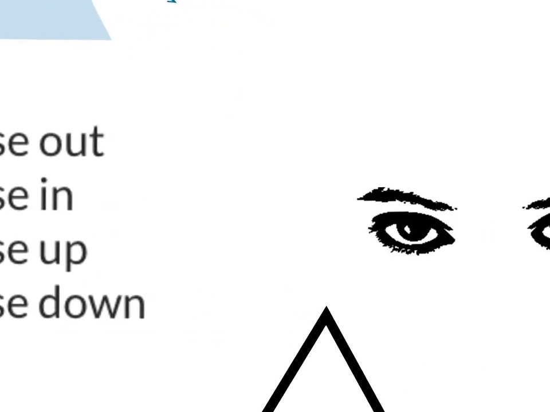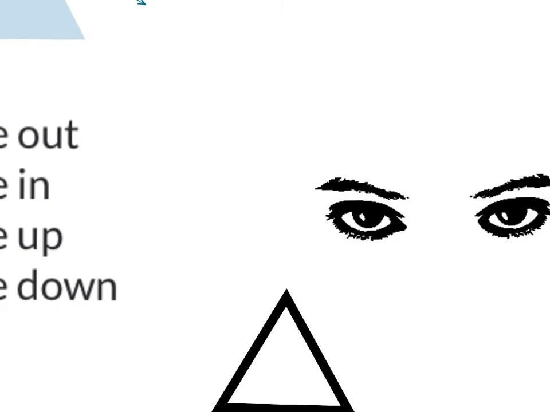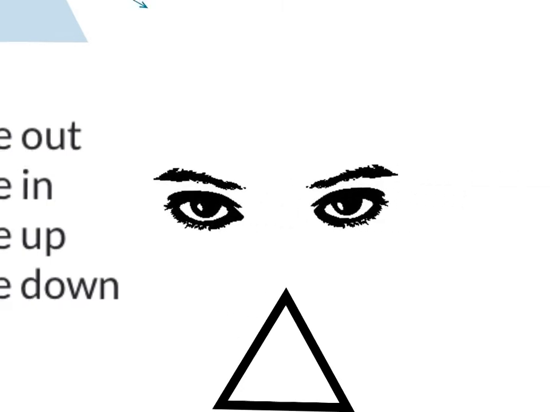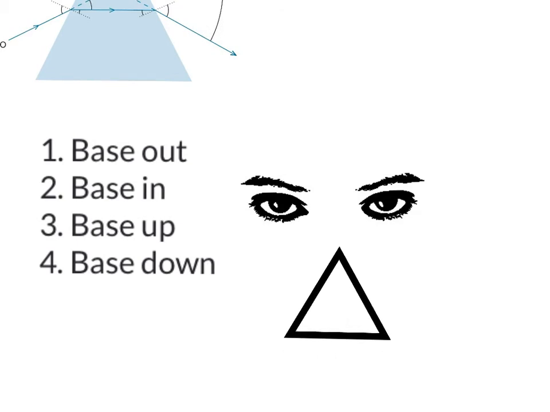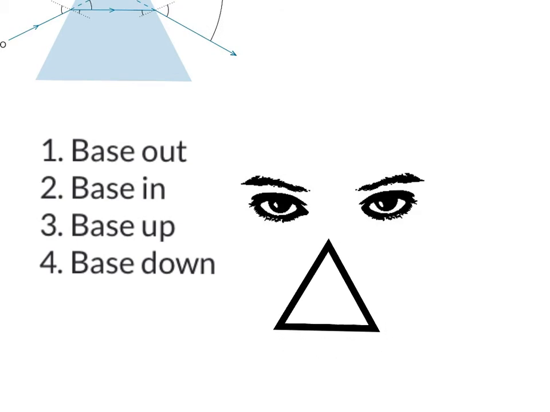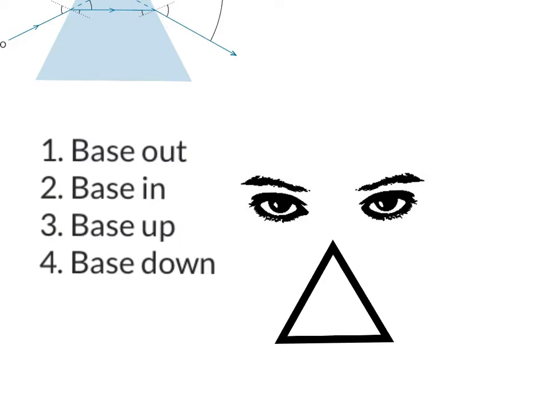So I have a person's eye. Let me move this over here a little closer. And I have a triangle. Triangle is a representation for a prism. Right? So in this triangle, the base will be over here in the bottom. That's the base. And then the apex will be over here on top. Apex. So let's do base out first.